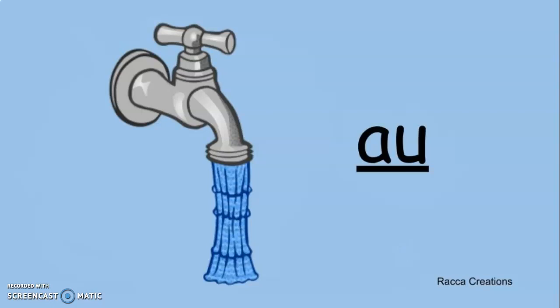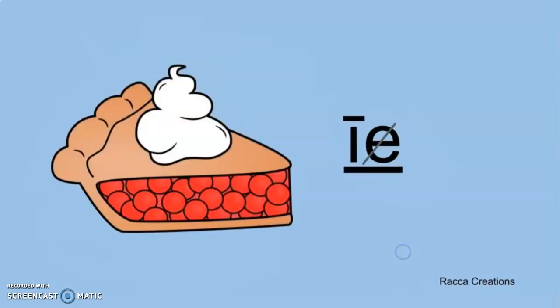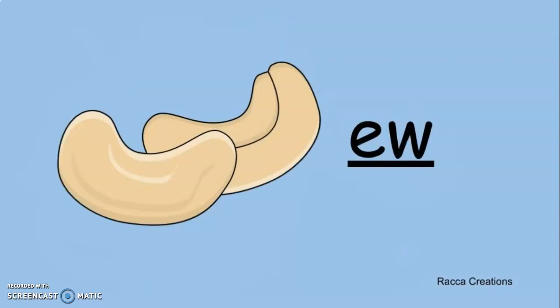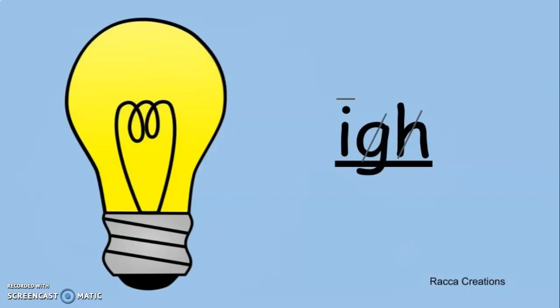AU says aw, like faucet. IE says I, like pie. EA says E, like leaf. EW says ooh, like cashew. IGH says I, like light.